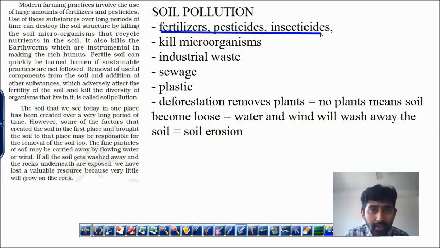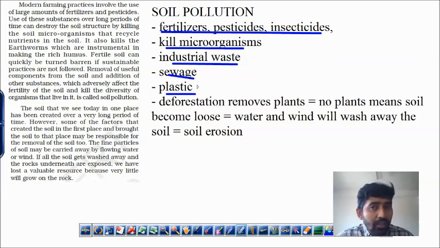So you have to be very careful in using these chemicals because they kill microorganisms. You have to be careful about throwing industrial waste on the soil, sewage on the soil. Plastic, you know, it's the biggest poison of our life. Don't do deforestation. Deforestation में plants निकल जाते हैं और plants नहीं होंगे तो who will grab the soil?